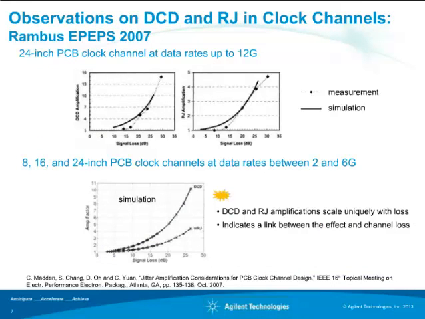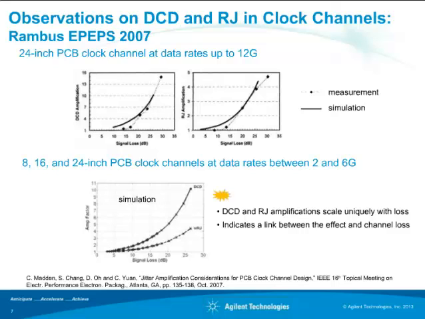In 2007, Rambus did a similar study on DCD and RJ, again in a clock channel. On the top, I show the result for a 24-inch PCB channel at data rates up to 12 gig. The figure shows DCD and RJ amplifications versus channel loss. The solid lines are the simulation results, and the dotted lines are measured results. It's similar to the Intel results.